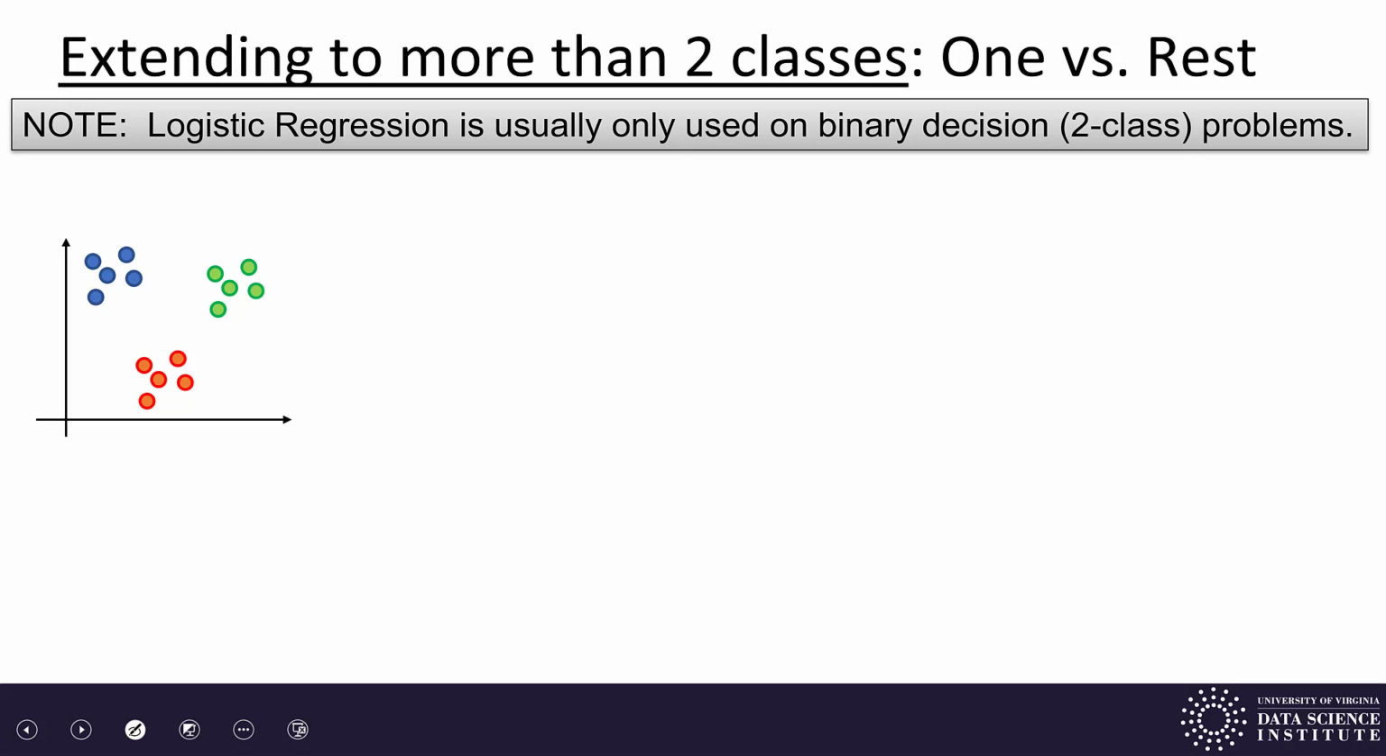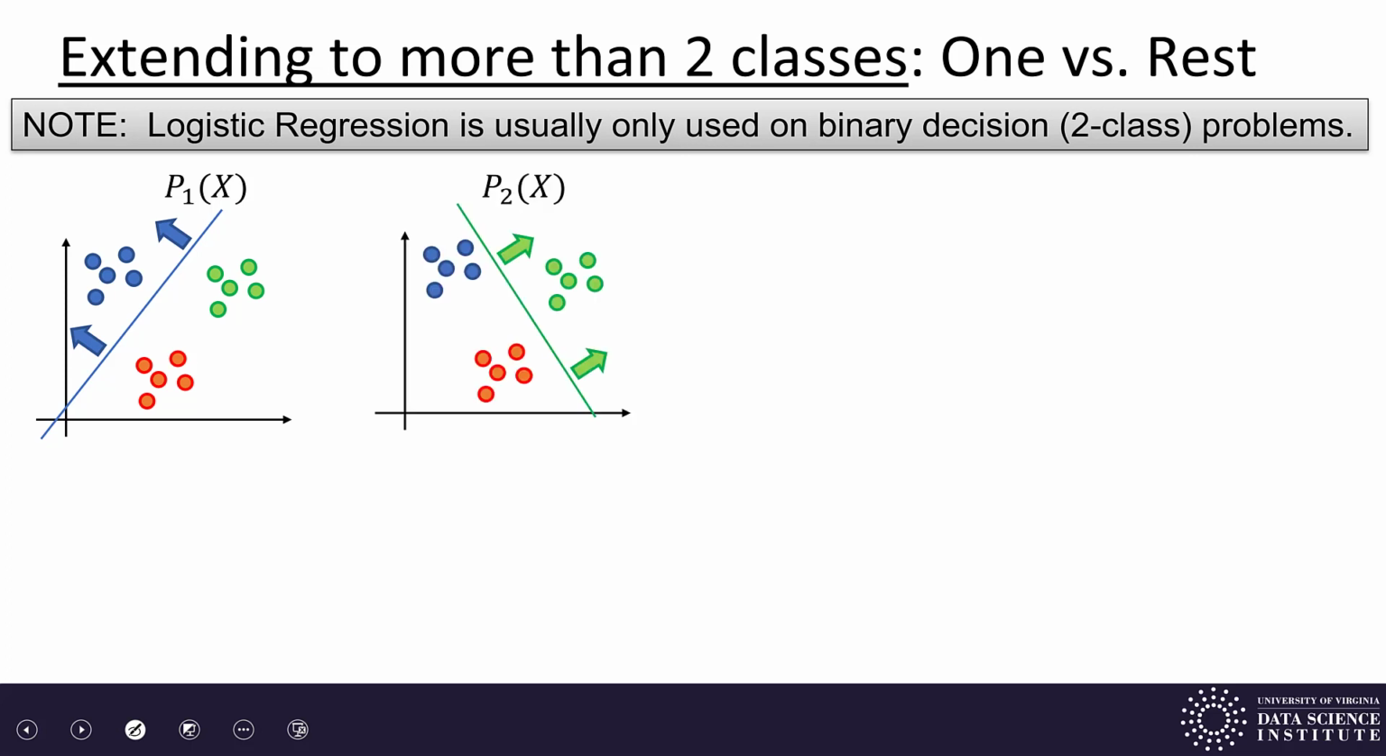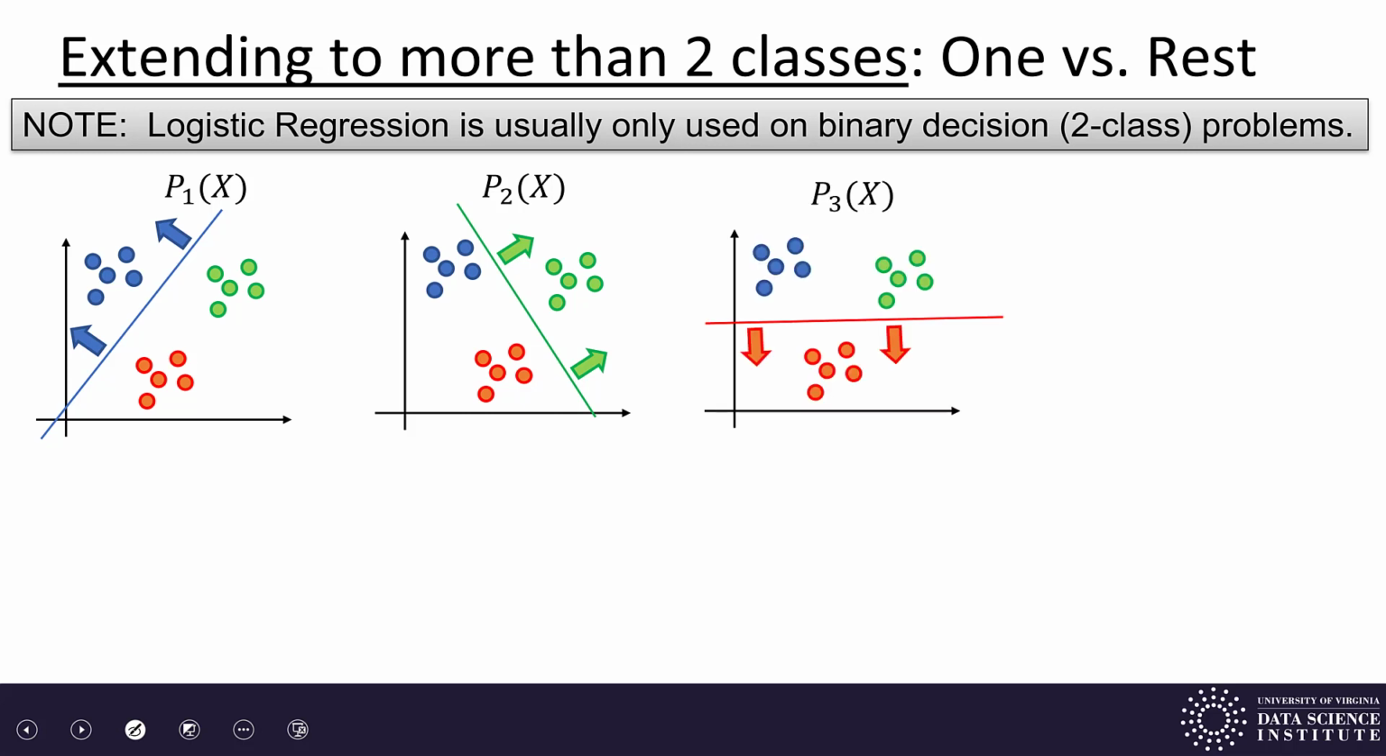Okay, so we have our classification problem here. I have 3 different classes shown on the plot here, blue, green, and red. And so what we do is one versus rest, meaning we take one of those classes and predict the probability of that class versus all the rest of the classes. So we'll make our probability function P1, which will be the probability of the blue class. Then we'll take the green class and do the probability of the green class versus the rest, and we'll call that P2. And then we'll do the one versus rest for the orange class, and so we'll predict the probability of the orange class versus all the rest.